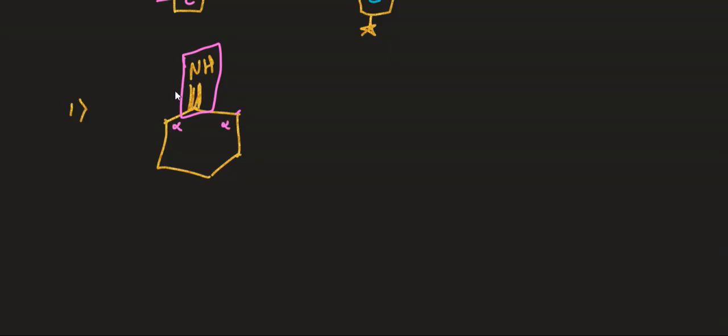Do you have alpha hydrogens? Yes. Can I say this one is eligible for imine and enamine tautomerism? Yes. If it is eligible, what changes are you going to see here? The system gets converted to NH2.